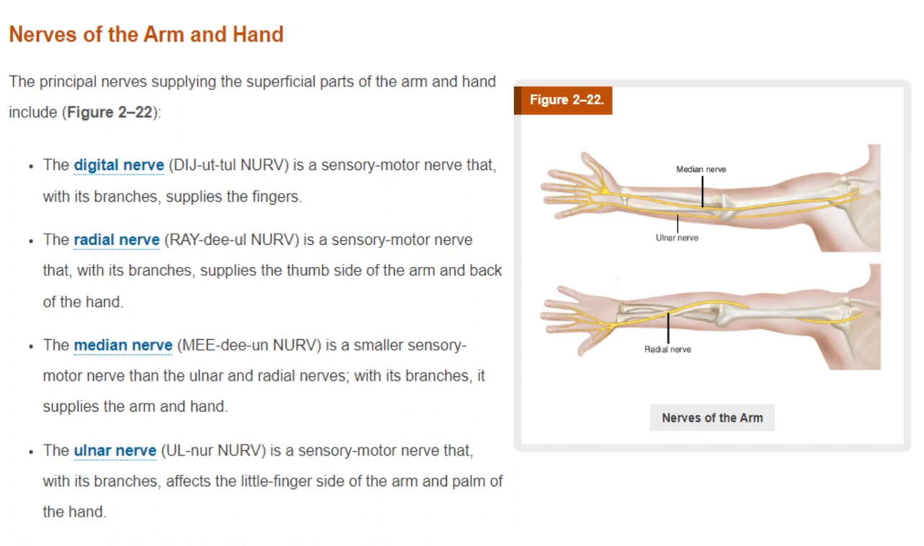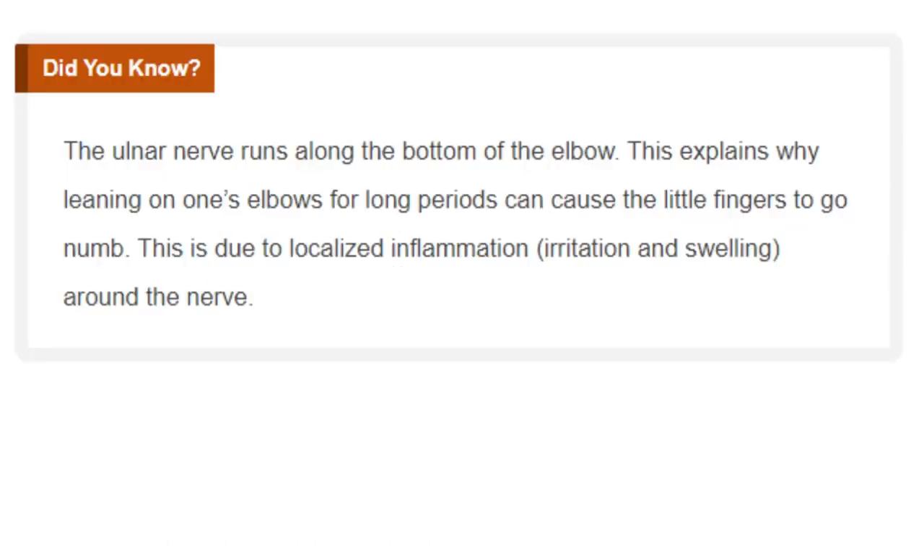The ulnar nerve is a sensory motor nerve that, with its branches, affects the little finger side of the arm and palm of the hand. Did you know? The ulnar nerve runs along the bottom of the elbow. This explains why leaning on one's elbows for long periods can cause the little fingers to go numb. This is due to localized inflammation, irritation and swelling around the nerve.